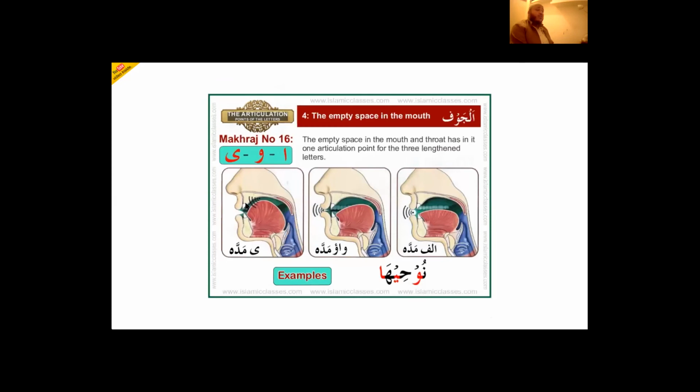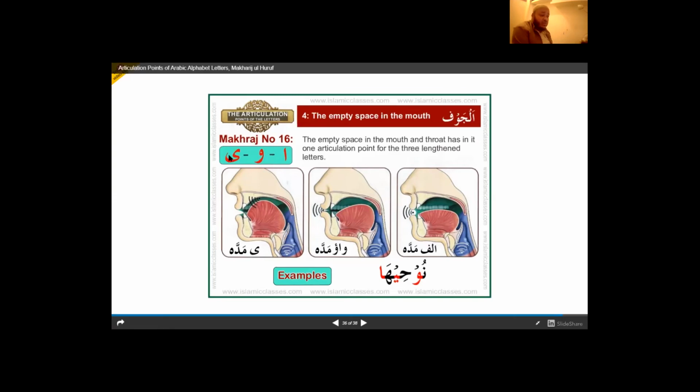Al-jawf. This is the empty part of the mouth now. Okay? The empty space in the mouth and throat has in it one articulation point, because we only have one throat, we only have one empty space, we don't have two. For three letters, alif, waw, and ya, and that ya is a form of a madda. Okay, ya madda, waw madda, and alif madda.